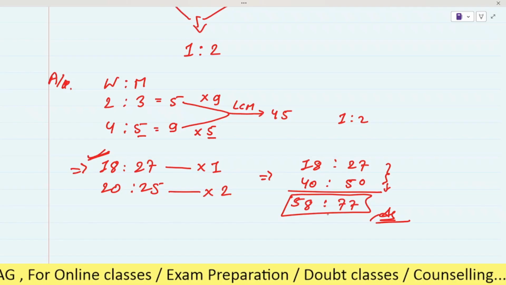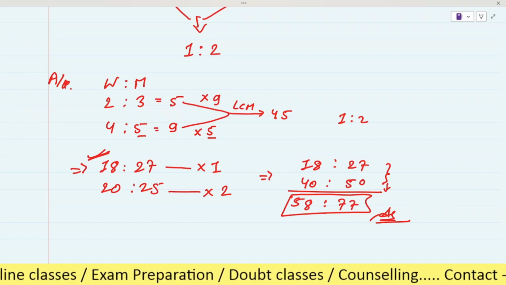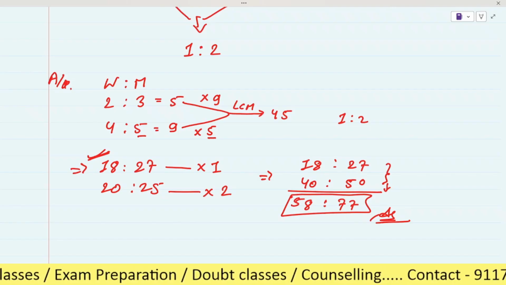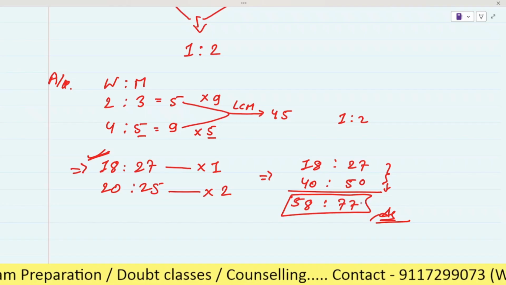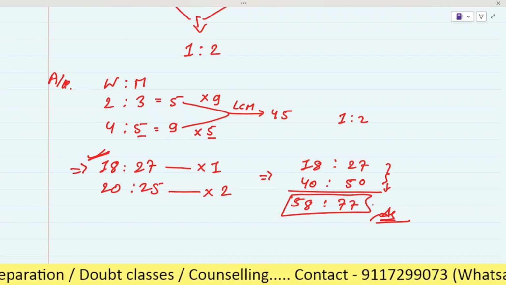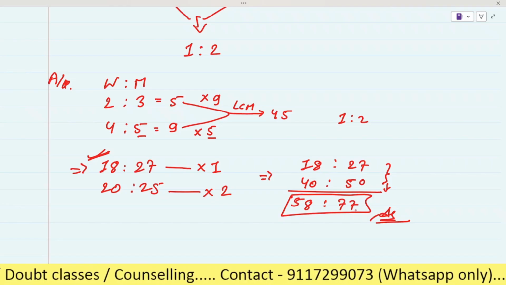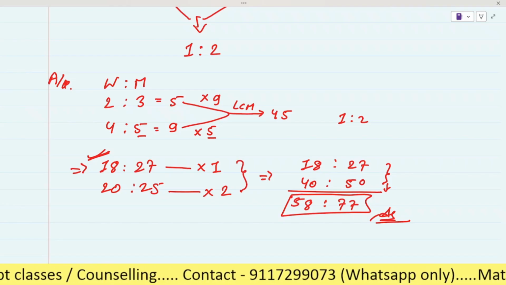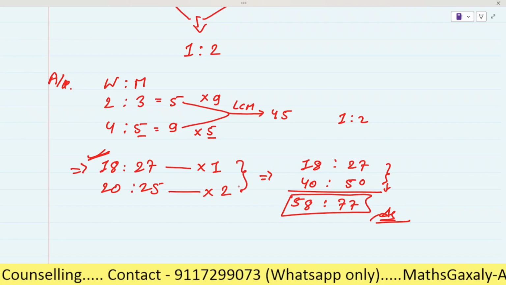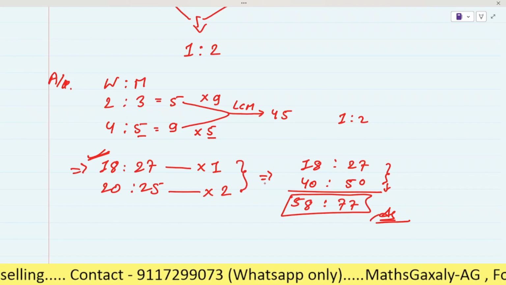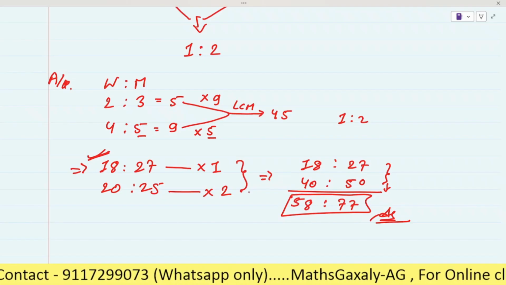So basically, Radha, when the ratio is unequal, we have to make it equal. Yes, very good. And after that you have to do according to the question. As here these two quantities are mixing in 1 is to 2 ratio, that's why we are multiplying, otherwise we will not multiply, we will just add.